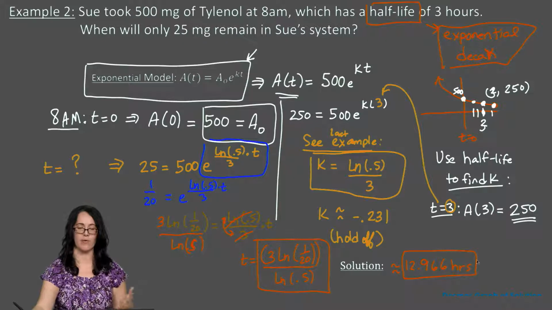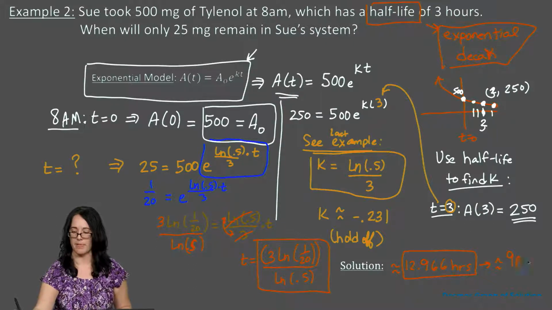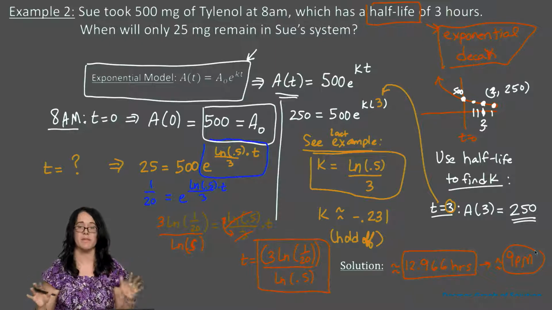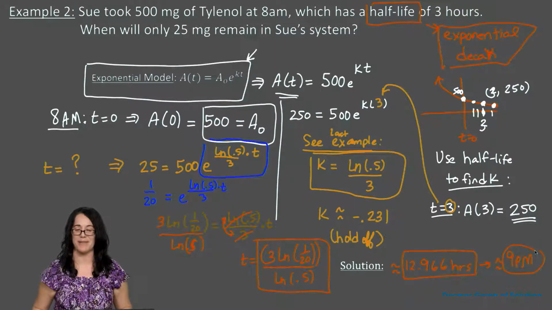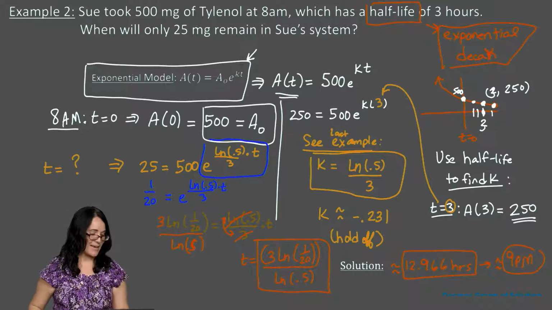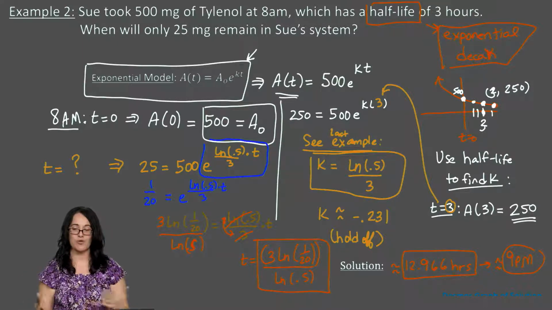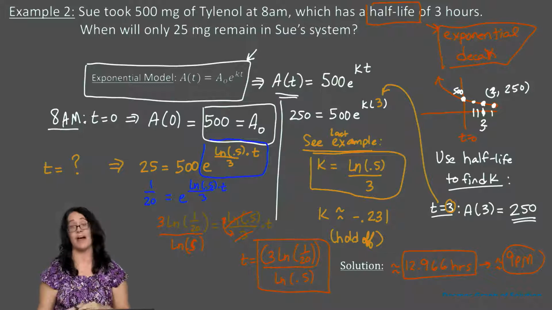So if you think, okay, what would 12 hours have been? 8 a.m. to 8 p.m. So this is 13 hours roughly. So roughly, approximately at 9 p.m. that same day. So around 9 p.m. we can expect her to have that amount left. So maybe she can pass a drug test or something. So anyway, that is an example of using exponential growth and decay to solve a real-life half-life problem in this case.